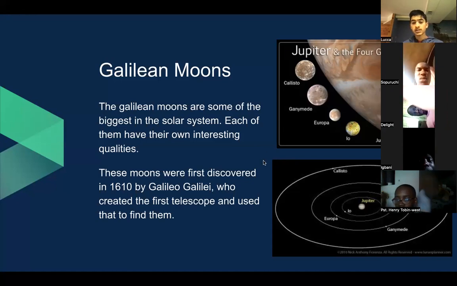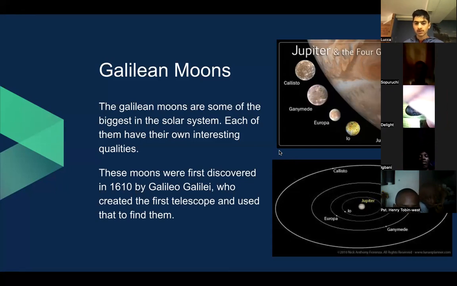These moons were discovered in 1610 by Galileo, who created the first telescope and used it to look at Jupiter. He saw dots that moved around Jupiter day after day, and later determined that these were actually moons orbiting Jupiter. They were the first moons ever discovered in the solar system apart from Earth's moon, which is very interesting.